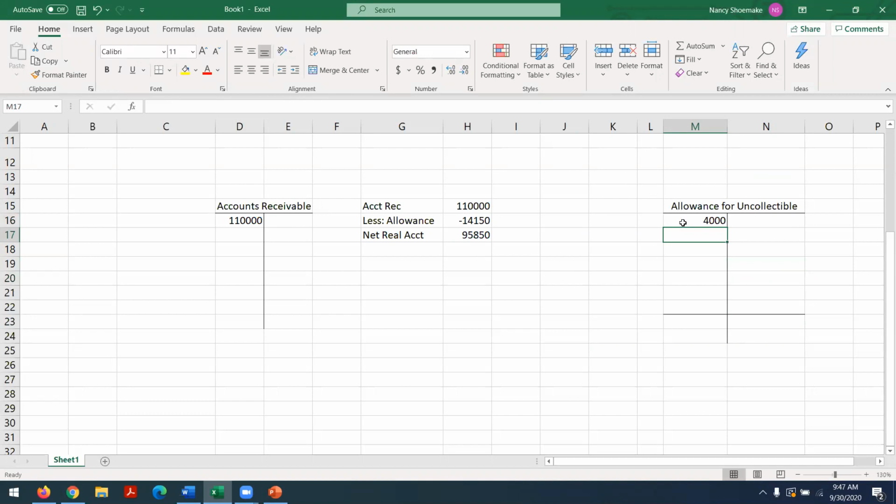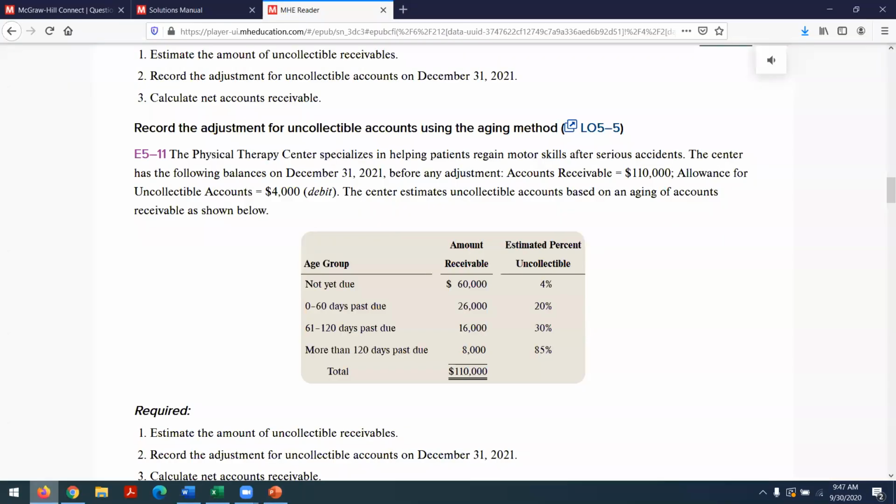See how I just set it up? The center estimates uncollectible accounts based on an aging of accounts receivable as shown below. So we've got our not yet due, 60,000 at 4%, which is 2,400. 0 to 60 days past due, 26,000 at 20%, 5,200. Our 61 to 120 days past due, 16,000 at 30%, which would be 4,800. And then our past due of 120, 8,000 at 85%.